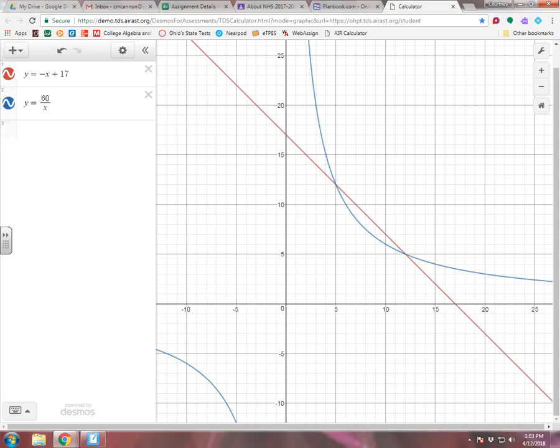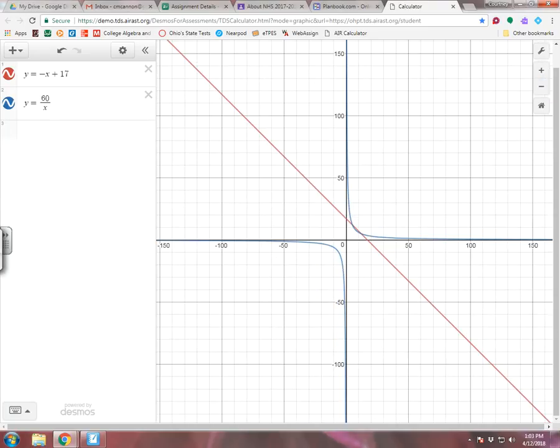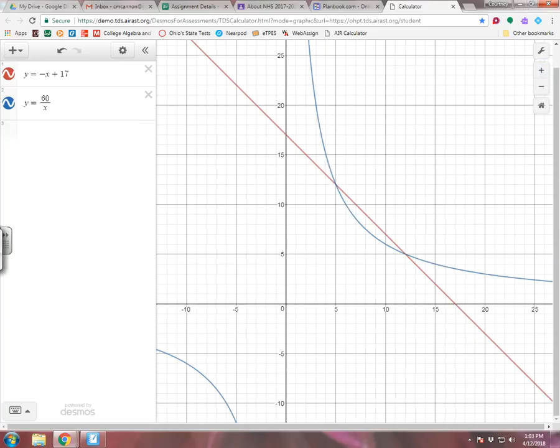Y equals negative x plus 17 and y equals 60 over x. How we doing, folks? Does everybody's graph look like mine? Notice if I zoom out here, we've got this other blue line over here. There's actually two lines for the blue part, okay? But I'm going to zoom in because this is what I'm going to want.